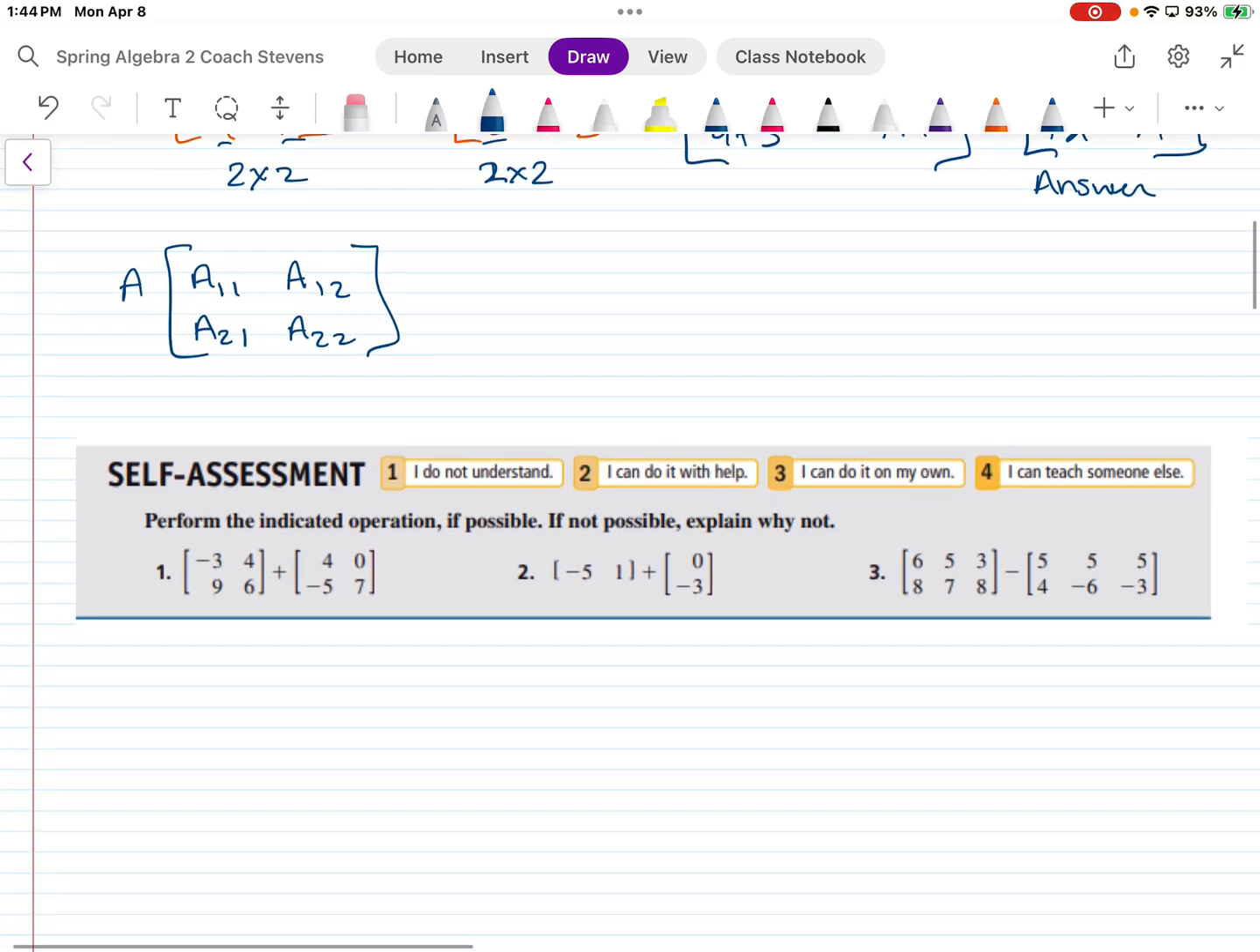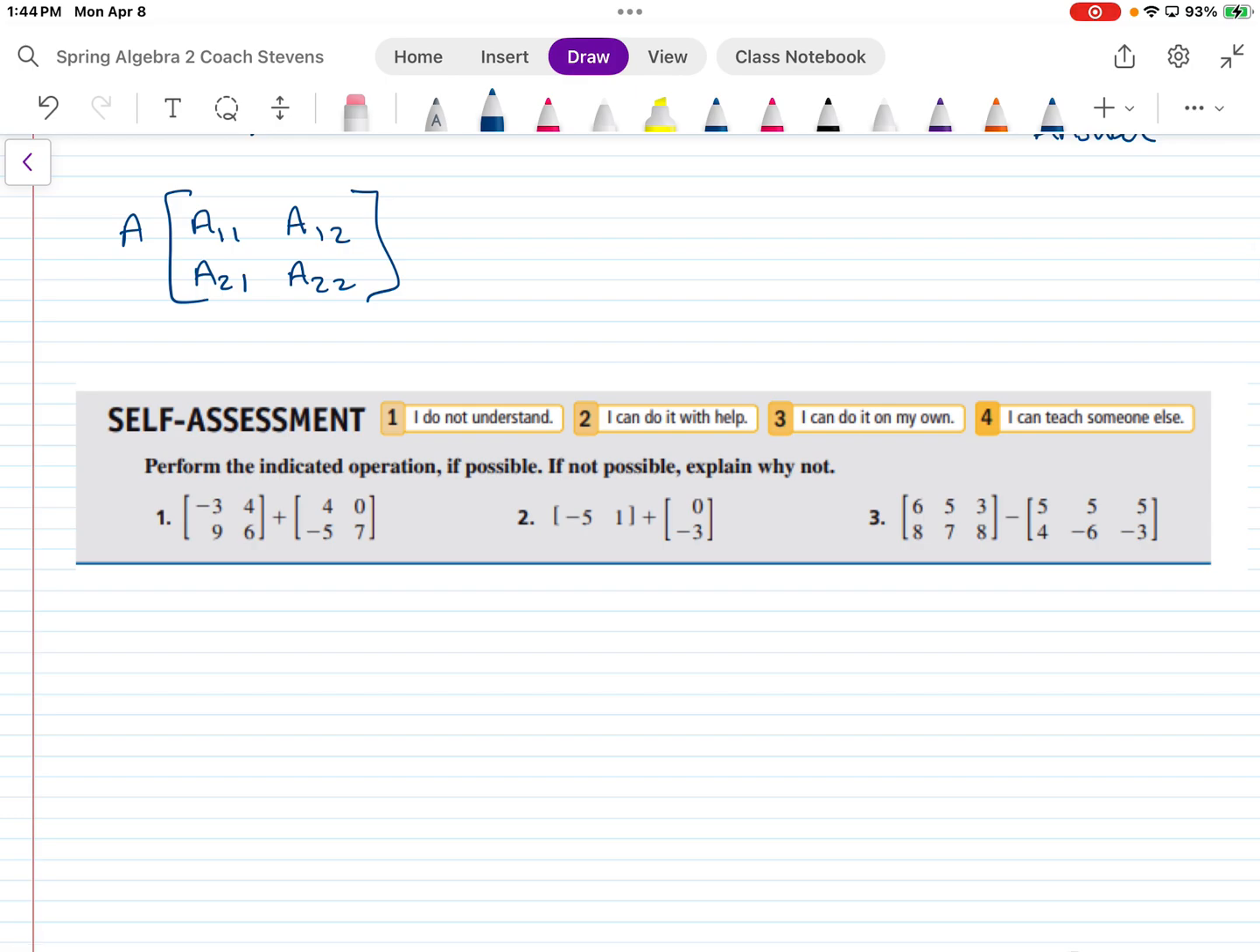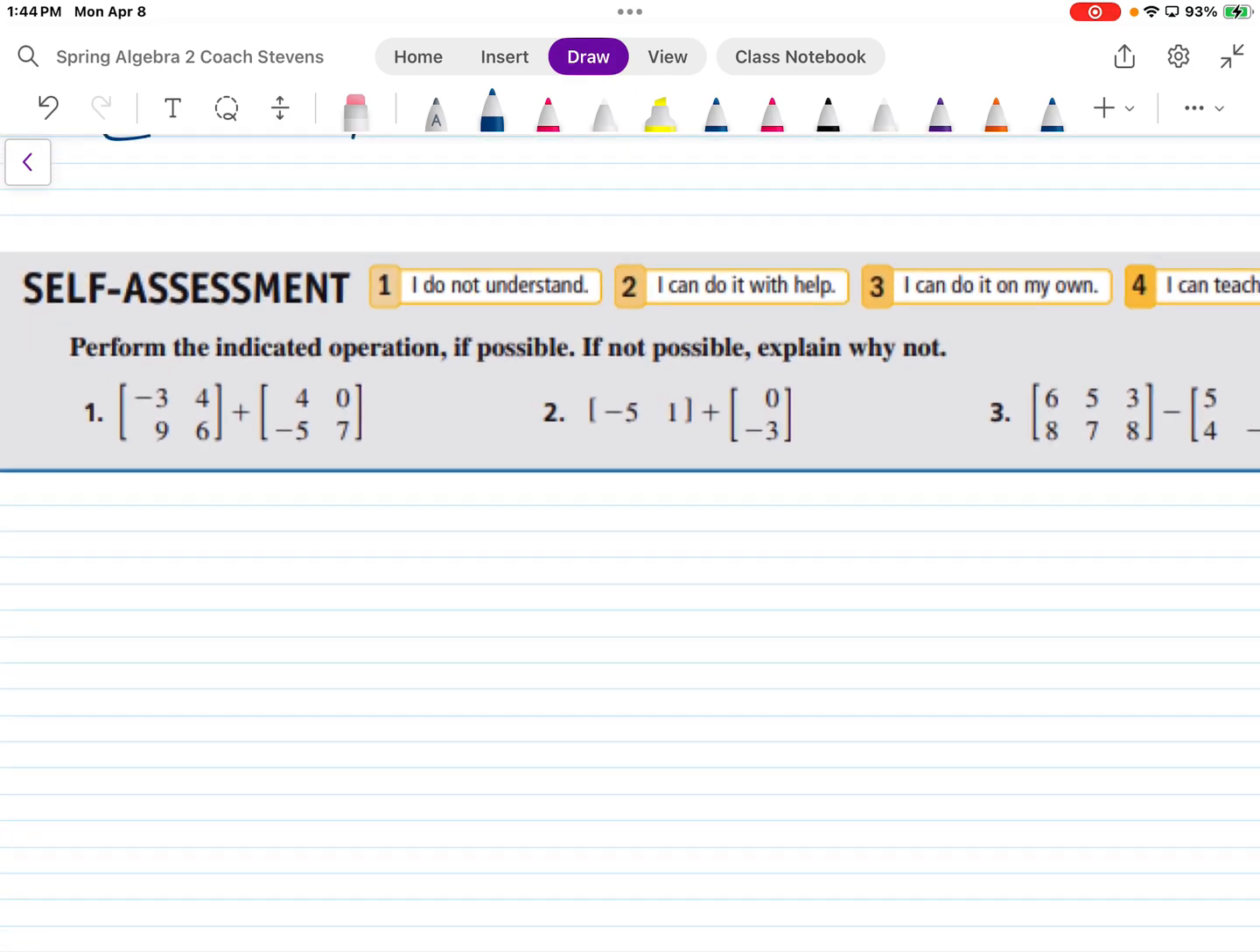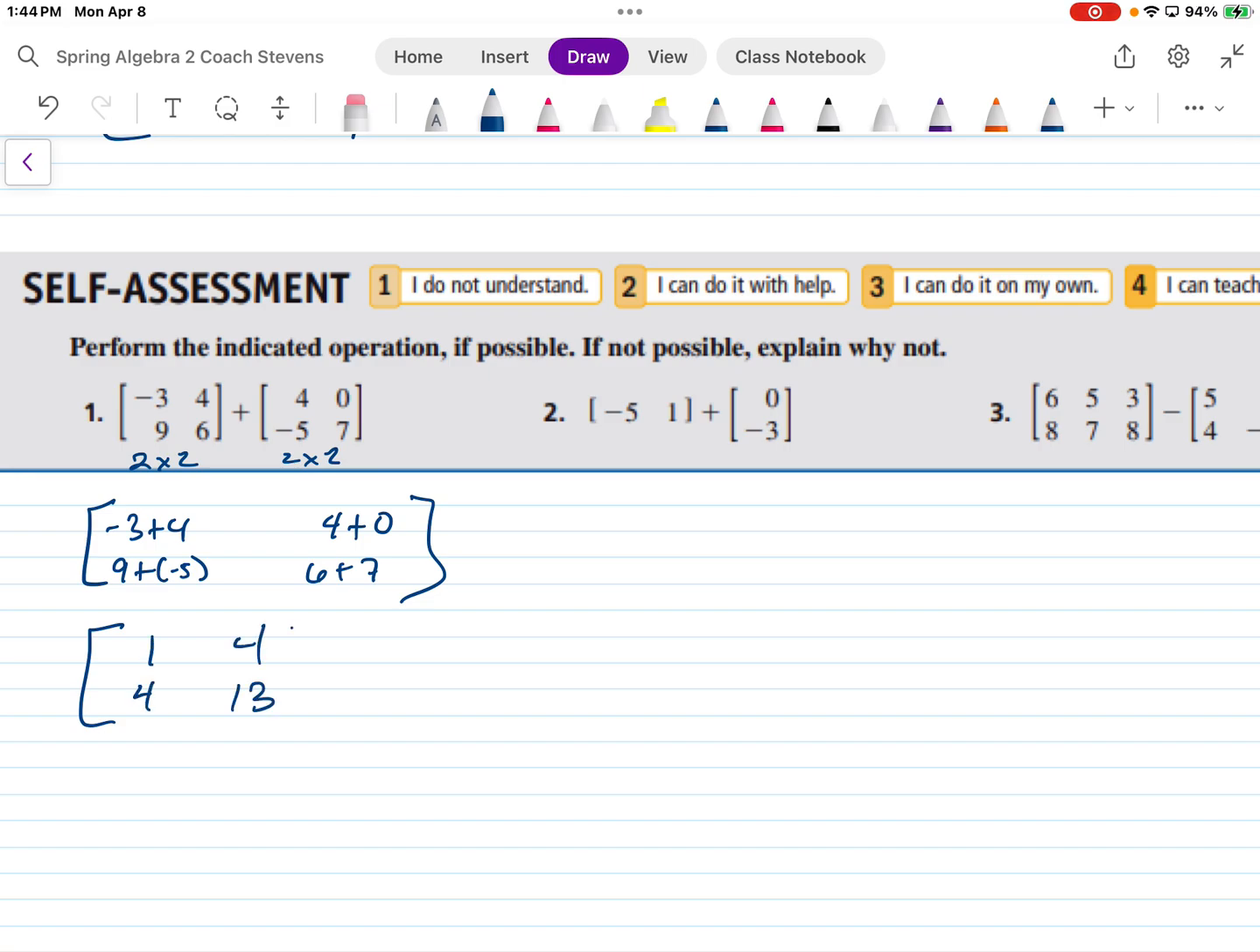I've got 3 little practice problems where you get to go through and find those answers, if possible. For example, on number 1 here, we can do the math because it's a 2 by 2 plus another 2 by 2. As we write the answer, that gives me -3 plus 4, and then 4 plus 0, 9 plus a -5, and then 6 plus 7. Then we would clean that up and say that is 1, 4, 4, and 13 for the final answer.